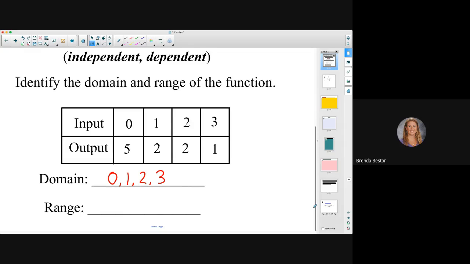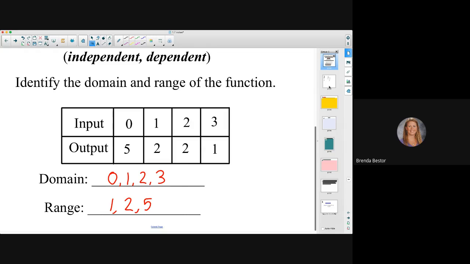The range, you're probably tempted to put the output numbers down and put 5, 2, 2, 1. That's not how we do it. For the range, you put them down in order. 1 is the lowest number, so you put the 1 first. And then because you're already going to tell me that 2 is in the range, you don't have to write the 2 down again. You already told me that 2 is in the range. It just happens to be in there twice. And then 5 is also a number that's in the range. So that's the kind of math we're doing to start. It's just basically, do you know that domain and input go together? Do you know that range and output go together?